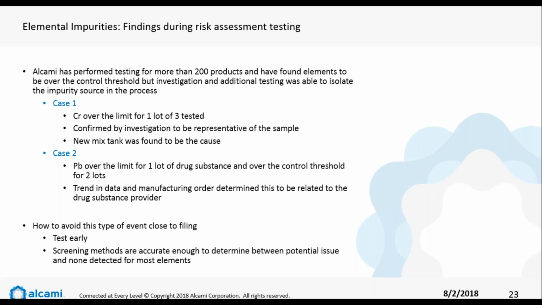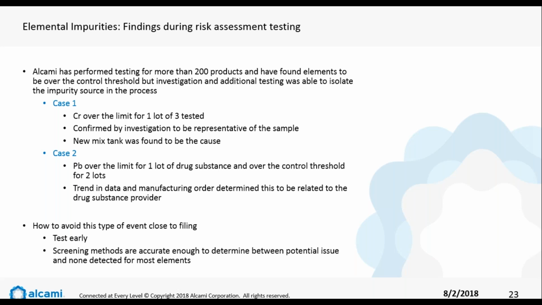And it was found that this went back to a new mix tank in the drug product manufacturing process. It was the first batch made on it, and the chromium was out of control for that reason. So we were able to identify that, and able to not have to say that there was something wrong where the drug products were over the limit or out of control. You could do additional testing on other batches to show that was the case, and proceed with more of a risk assessment type approach.